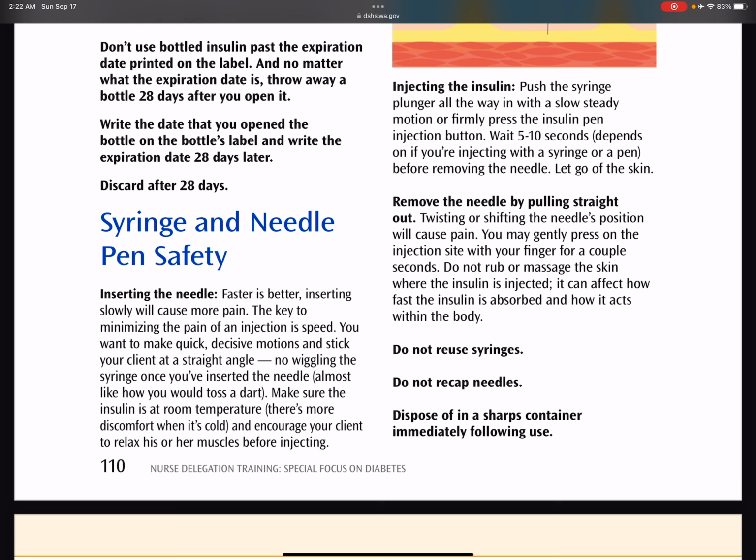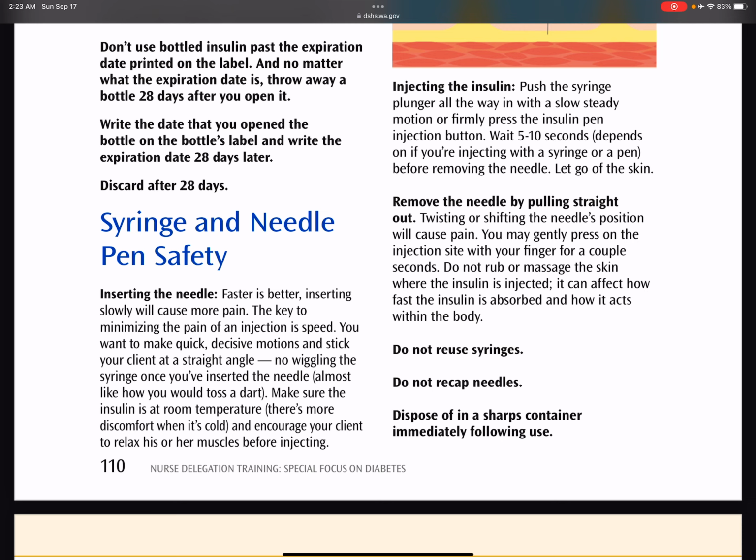Do not reuse syringes. Do not recap needles. And dispose of them in a sharps container immediately following use. These are very, very important to remember.